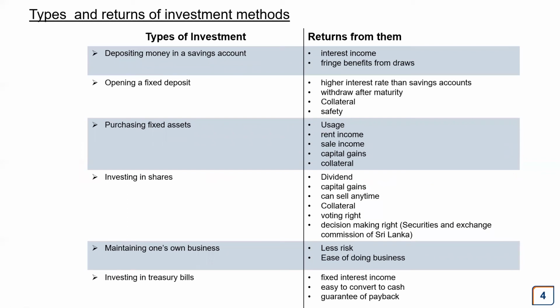Then there's another method you can use for investment. That is having your own business. If you invest in your own business, it will be less risky because you will be the person handling your own money. And also because you have funds made on your own savings, it will help you to do your business well. Lastly, investing in treasury bills. Treasury bills are a method of investment where the central bank is providing these. You can buy them for the face value, and after a certain time, you will be getting a return. It will have a fixed interest rate. It is an easy method because you can easily convert them into cash, and also it guarantees a payback.